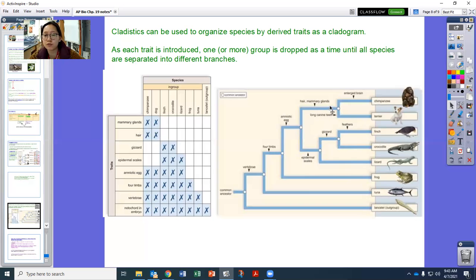Versus over here, after you said these 2 have mammary glands, you want to separate them. So one of them has long canine teeth like the dog, and then one of them has an enlarged brain like the chimpanzee. And at the very end, these organisms are all on their own branch, and they're all on the same line on the side here because they all exist concurrently right now as species on Earth.